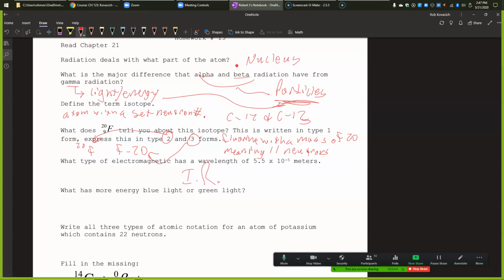Okay. What has more energy, blue light or green light? Blue. How do you know that? Because of the chart. Great. Any other way?